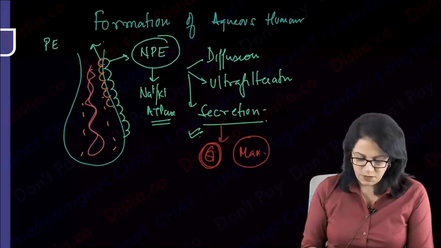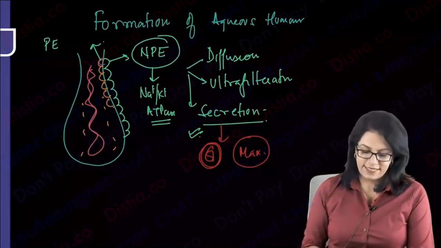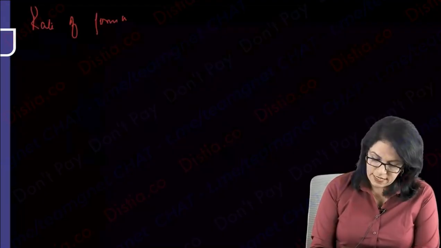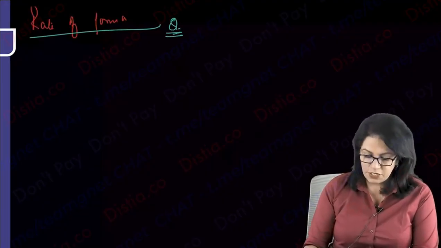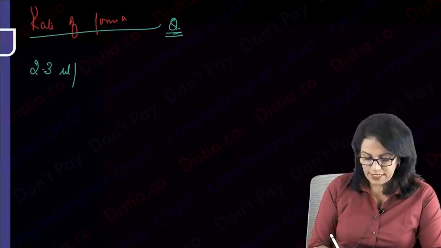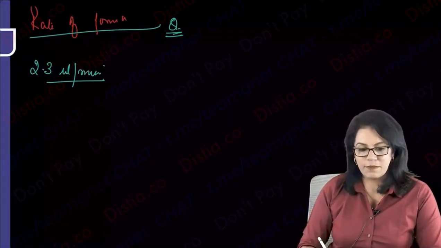Come to the next important point. What is the rate of formation of aqueous humor? Let us note down. So rate of formation, this is also an exam question, all of you, let us put a Q here. Rate of formation of aqueous humor, we will learn it as 2.3 microliters per minute. It is 2.3 microliters per minute.